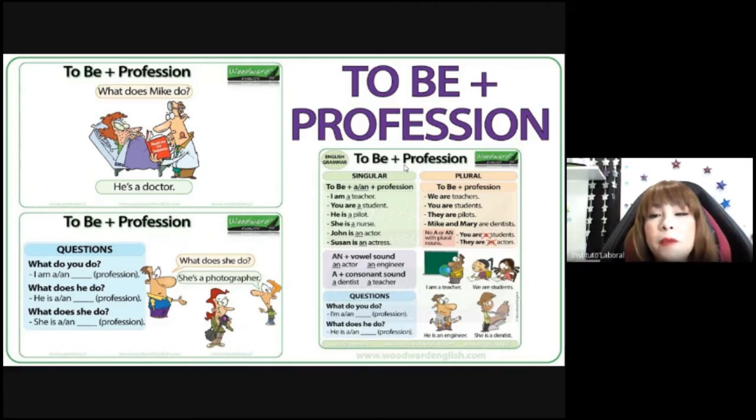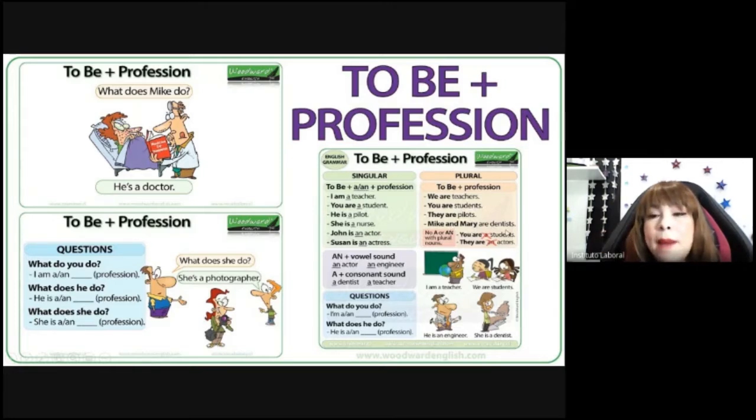For the plural forms, we don't need to include any article. We just say the subject, the verb, and the profession. We are teachers. In the professions, we use plural form, S. We are teachers. You are students. They are pilots. Mike and Mary are dentists.